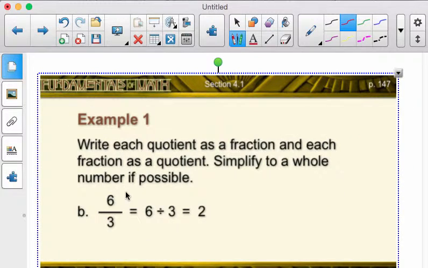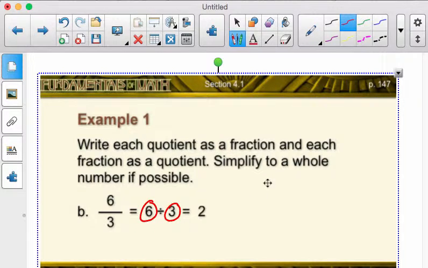Alrighty. Here's another example. It says write each quotient as a fraction and each fraction as a quotient, and then simplify to a whole number if possible. Now notice we have 6/3. 6/3 is the same as saying 6 divided by 3. And then we work that out.